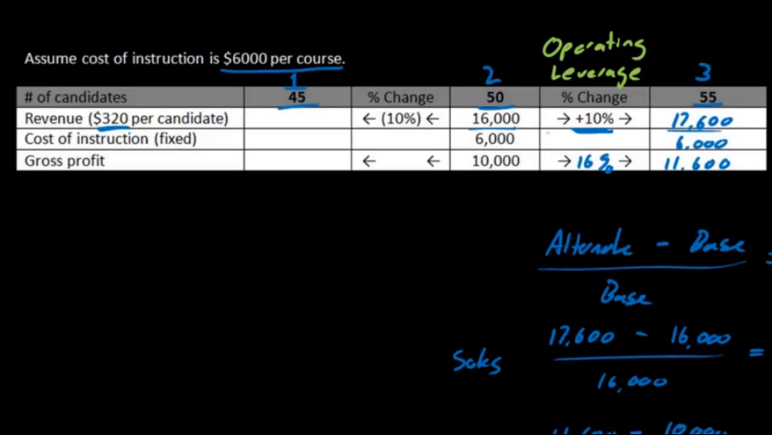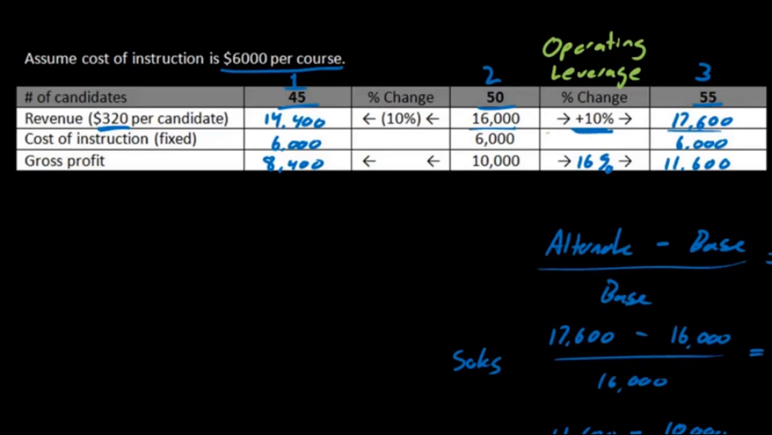But what happens if sales don't increase? What happens if there's a 10% decline in sales? So we go from 50 to 45, so only 45 students sign up for the class. Well, our revenue is going to be 45 times 320, or 14,400. Our cost is fixed, it's going to stay the same, so it's going to be 6,000. So my gross profit will be just 8,400.